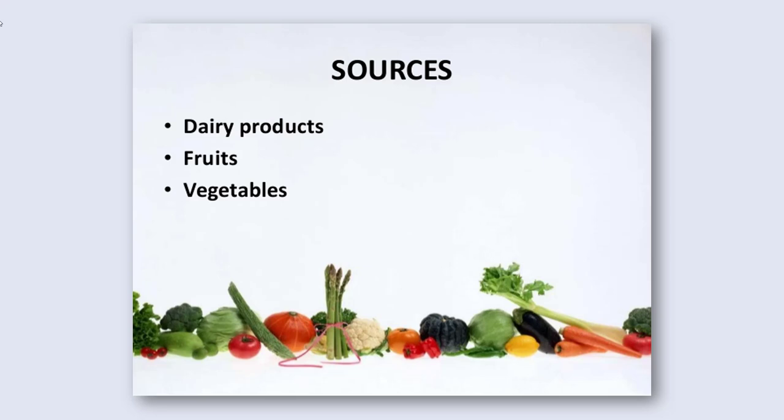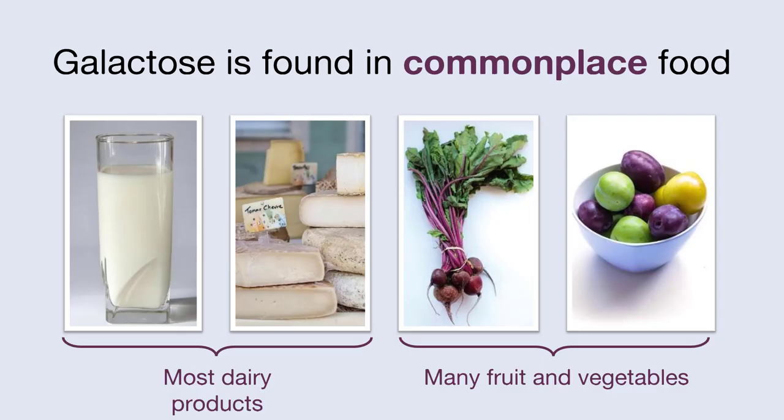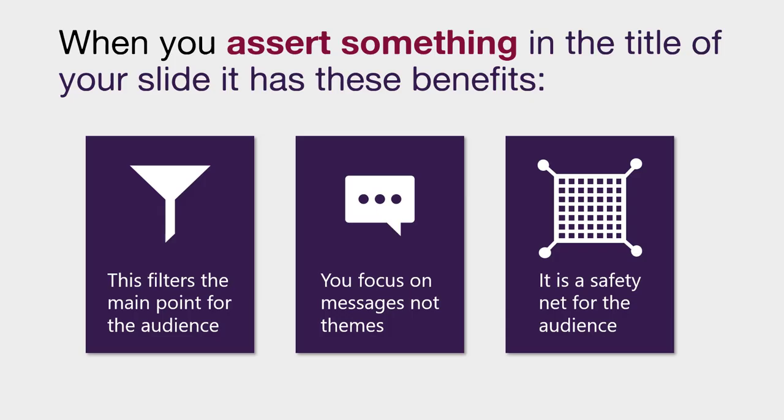The implicit point is that galactose is found in commonplace food. So why not put that explicitly as the title, as this slide now does? And this also illustrates the point with more relevant images, especially as it's showing purple fruit and veg, which are the highest in galactose, and that's something that could be expanded on in the narration now. Imagine these headings as the first sentence of a paragraph that you're writing in an essay, and you should get the right idea.